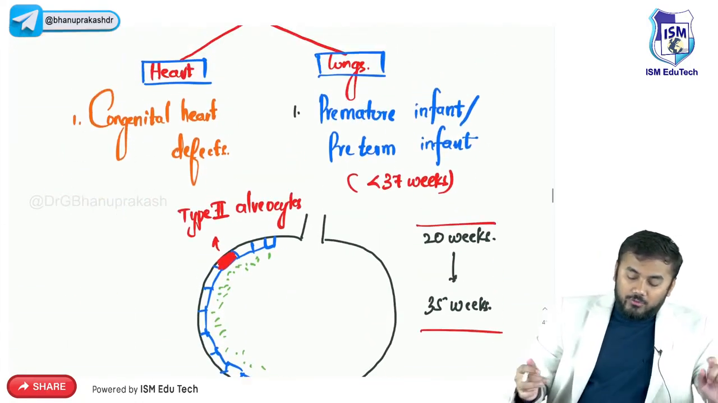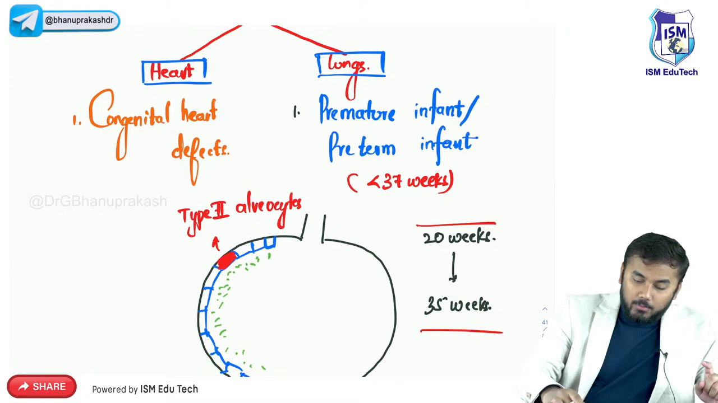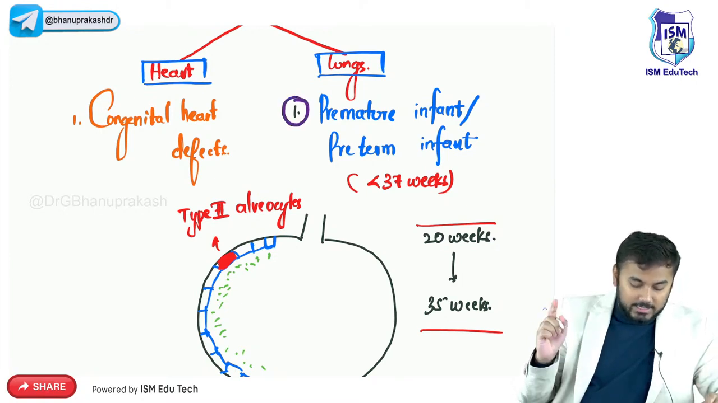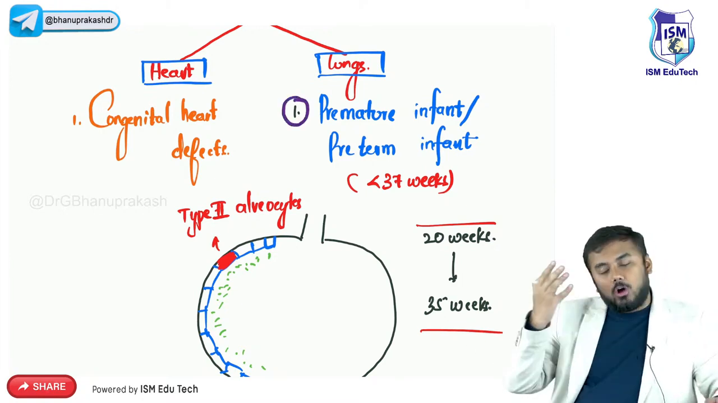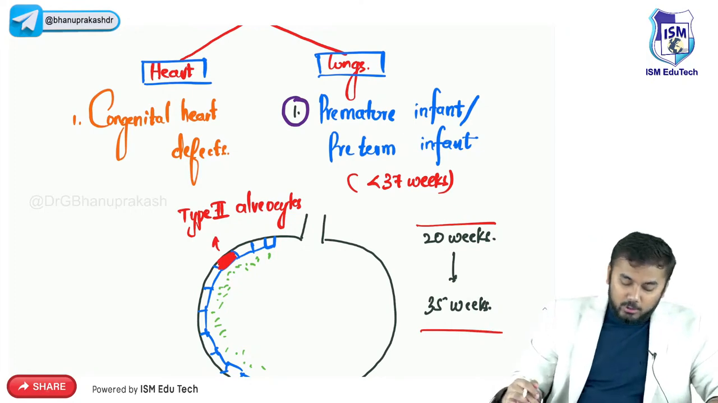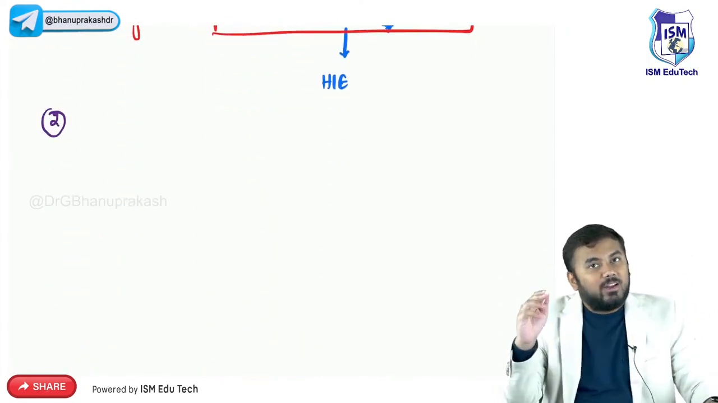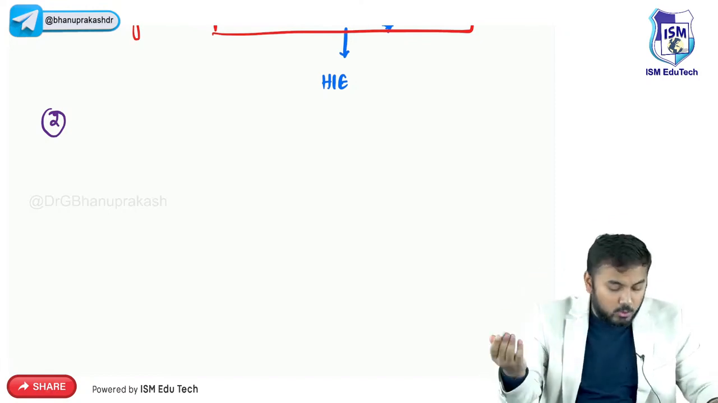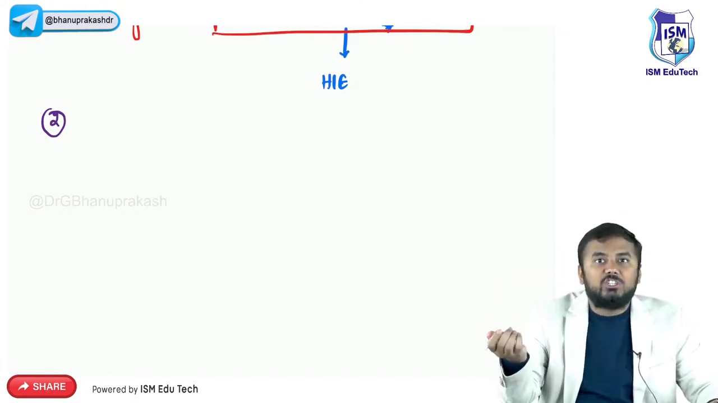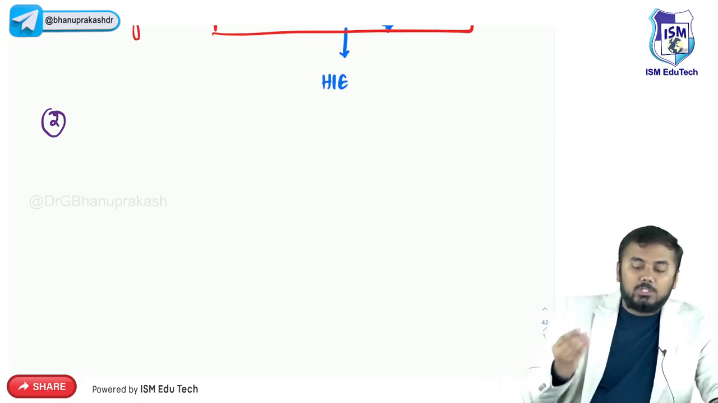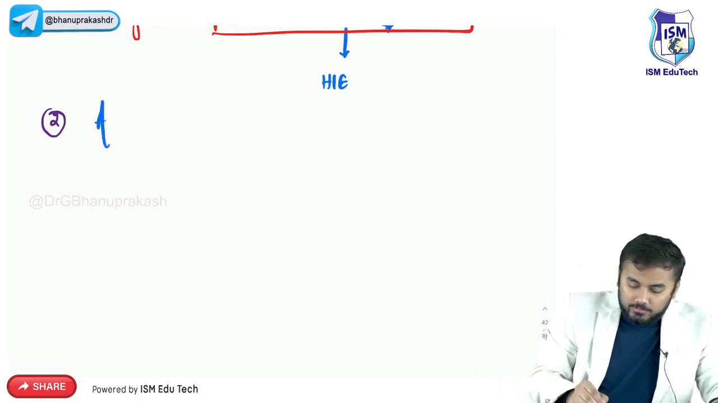Right. So one important problem in the lungs which we discussed is premature infant or preterm infant. ठीक है? Now, what is the second problem? What can be the second problem? The second important problem can be what all of you know, that is aspiration. है ना? We call it aspiration pneumonia.